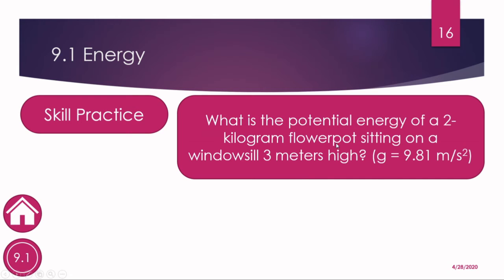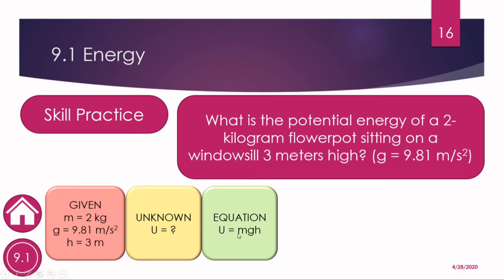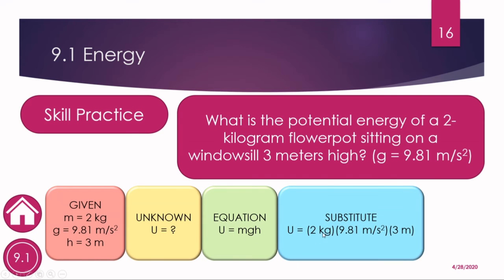So suppose we have a flower pot that has a mass of 2 kilograms and is sitting on a windowsill 3 meters above the ground. We want to calculate the flower pot's potential energy, so we don't know the value of U. The equation we'll use is U is equal to m times g times h. And substituting in, we'll replace the m with 2 kilograms, replace the g with 9.81 meters per second squared, because this flower pot is on Earth and not on Mars or the Moon, where g would have a different value, and replace h with 3 meters.